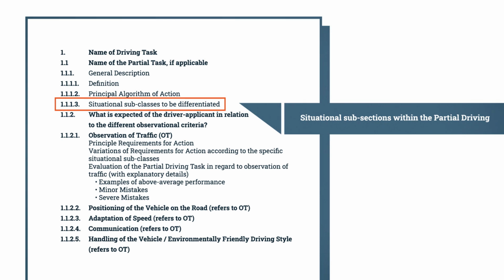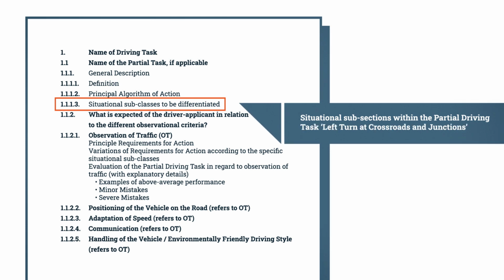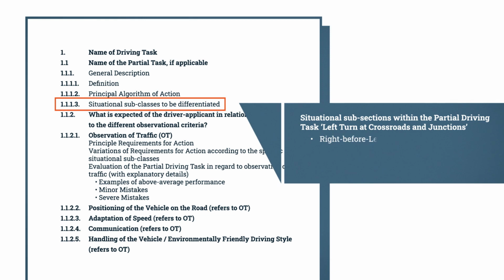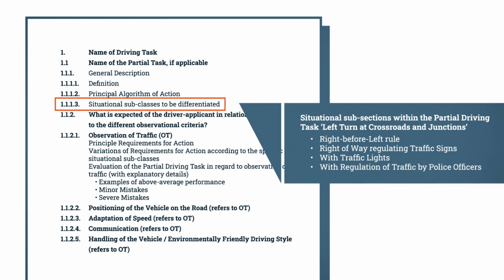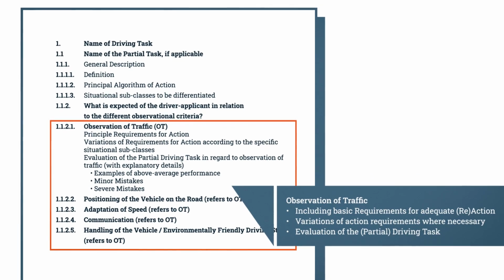For example, the partial driving task, turning left at crossroads and junctions, is subdivided into the situation subclasses right before left, with traffic signs that regulate the right of way, with traffic lights, and with regulation of traffic by police officers. The core of the catalogue of driving tasks are the principal requirements for action described for each driving task. Here, the required behavior is specified in detail for each of the 5 areas of driving competence. The description of variations of requirements of action is necessary if special action requirements arise due to the situation subclasses.